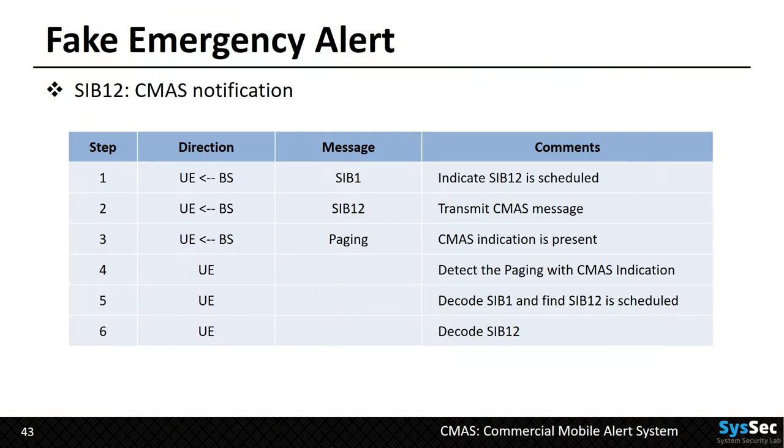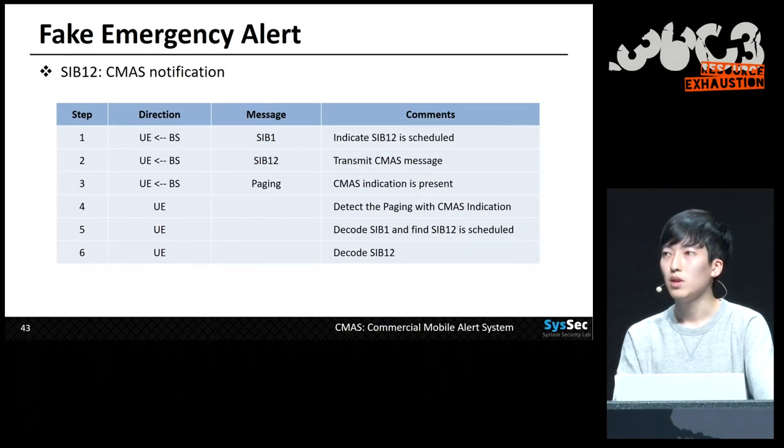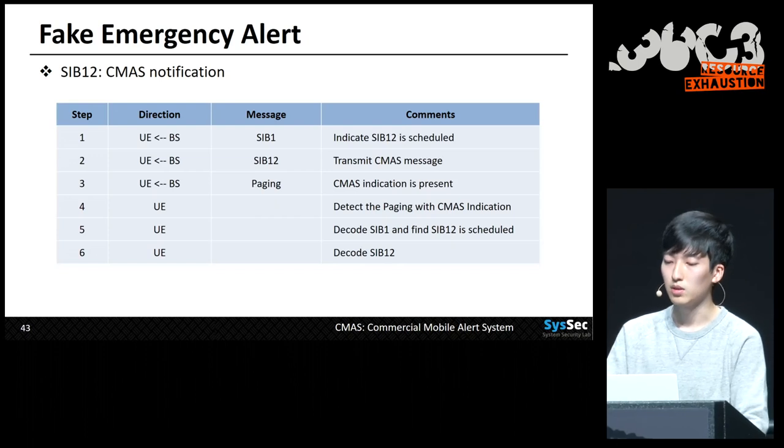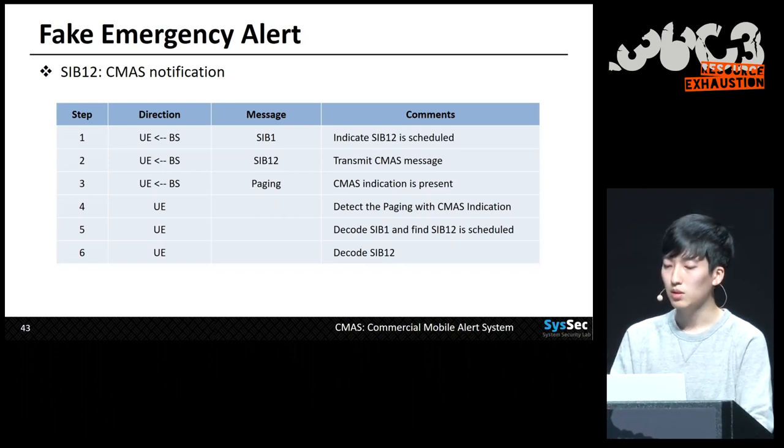The final attack I will introduce is a fake emergency alert attack. This attack uses SIB12, which is used for alert systems. In normal networks, the process of using CMAS is as follows. Three messages, SIB1, SIB12, and paging, are involved in the CMAS process. Based on this process, the attacker overshadows the SIB1, SIB12, and paging messages.